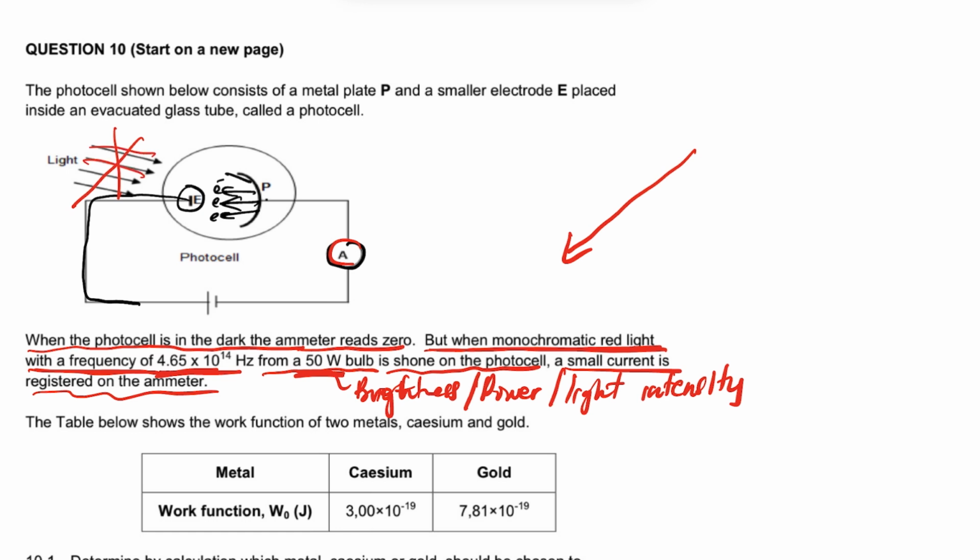When this light is 60 watts now, compared to the 50 watts, there will be a larger current there.